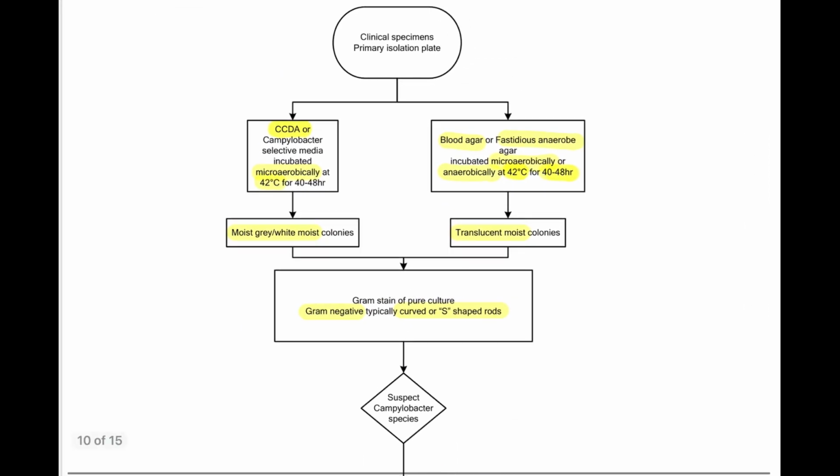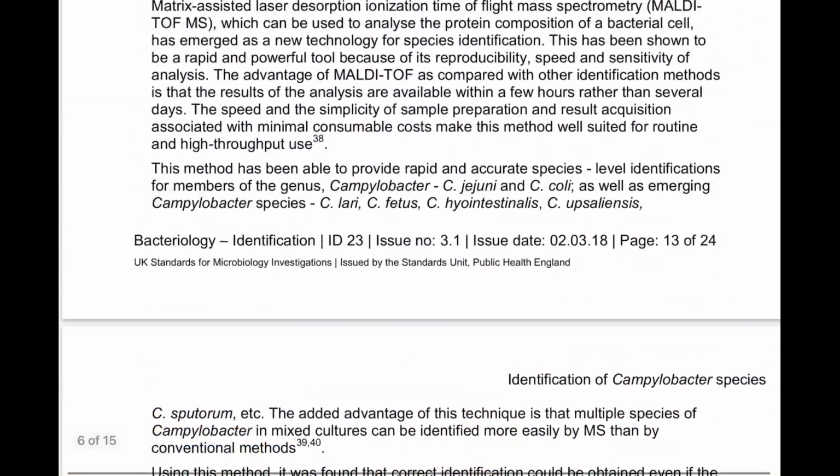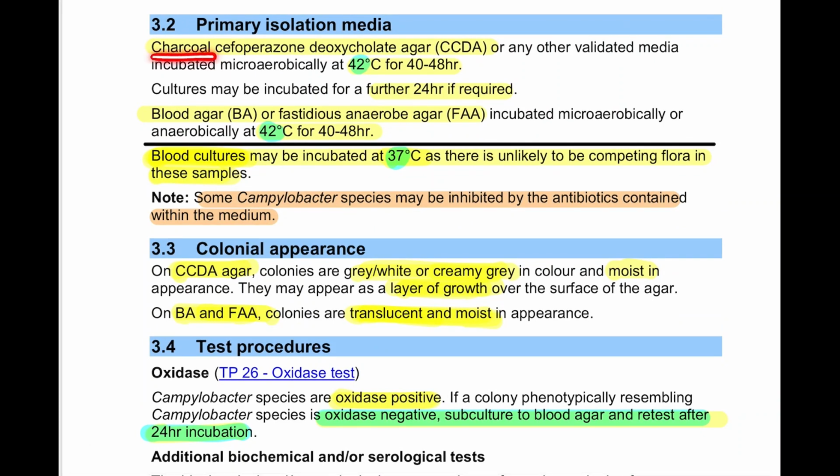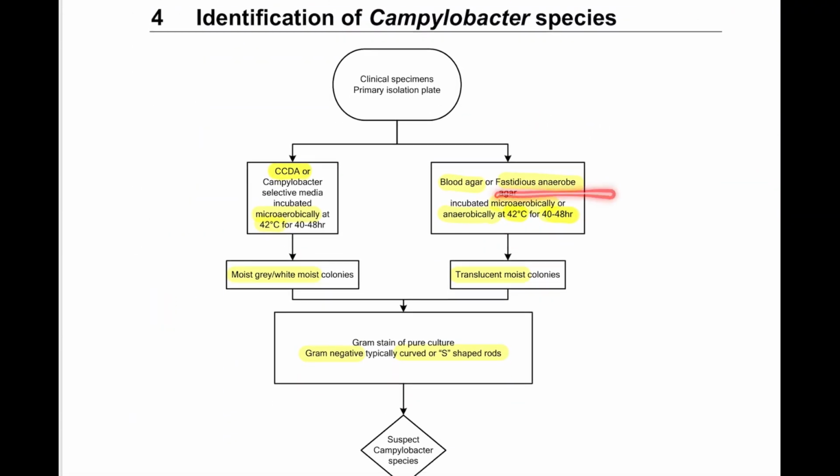So this is a summary of the entire thing. If you have a clinical specimen, then your primary isolation plates are CCDA, that is charcoal cefoperazone deoxycholate agar. Look at the name again, it's a tough one. So either you use CCDA or blood agar medium or fastidious anaerobic agar, but you have to use both, and you grow them microaerobically, you provide a microaerophilic environment, and for 42 degrees centigrade for 48 hours you have to keep. On this you will get a gray moist colony and here a translucent moist colony.